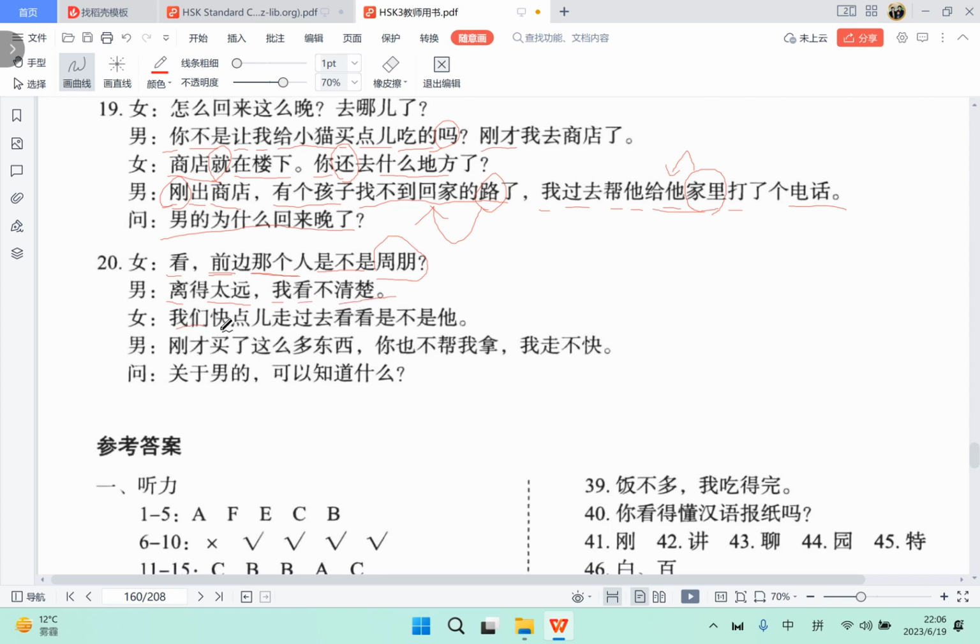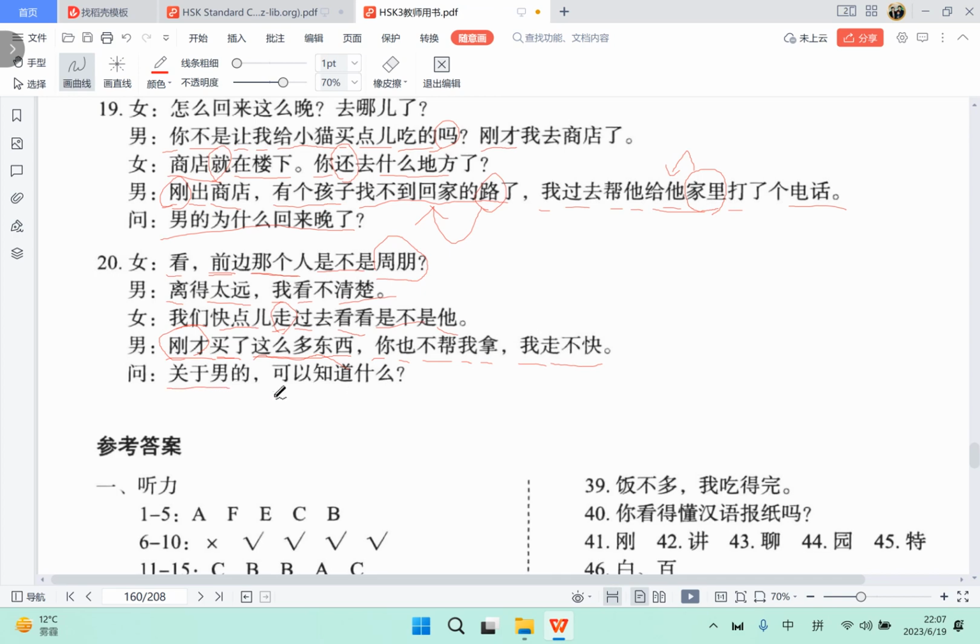我们快点儿走过去, so we will go faster a little bit. 走过去, so to walk to him, 看看是不是他, to see whether it's him or not. 刚才买了这么多东西, so just now we bought a lot of things. 你也不帮我拿, so you also don't help me to carry. 我走不快, I can't walk fast. It's a very typical conversation between the husband and the wife.